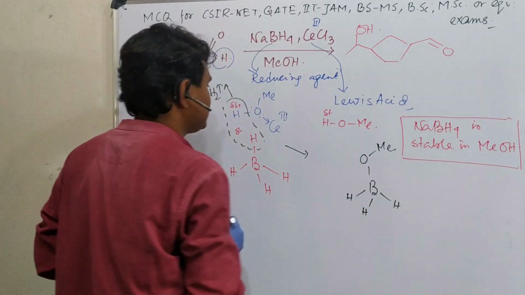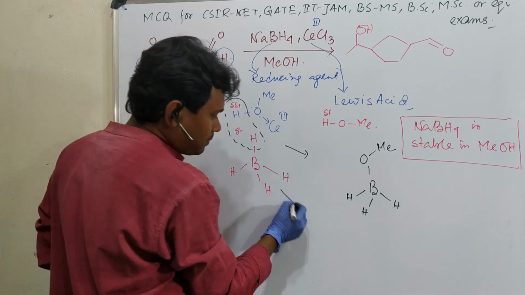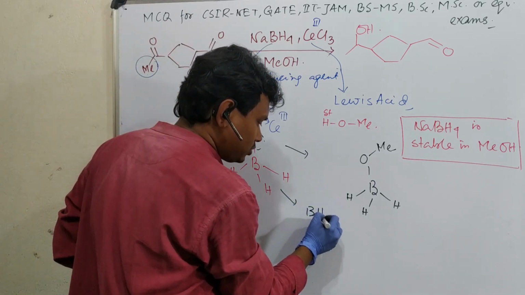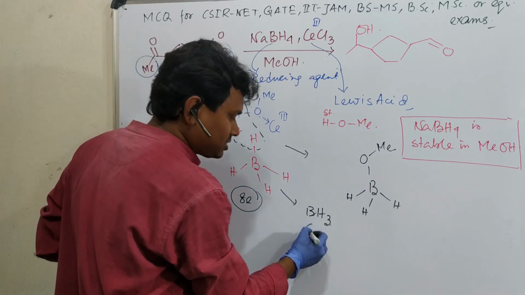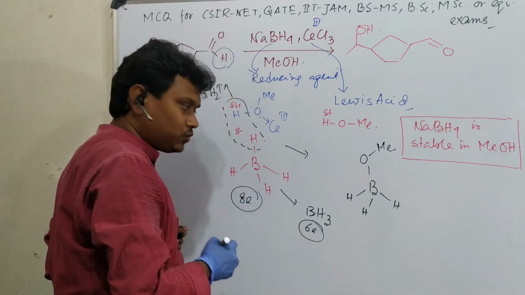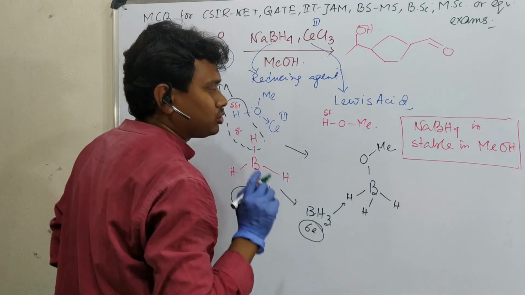Why am I writing this? See, it became an anion right now, and after removal of this, what is boron converted into? This is converted into BH3. Previously, this was an 8 electron species, but right now it's a 6 electron species, an electron deficient Lewis acid. So consequently, this alkoxide comes and binds with boron.